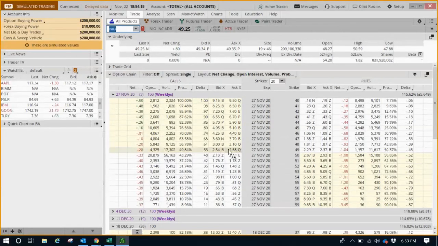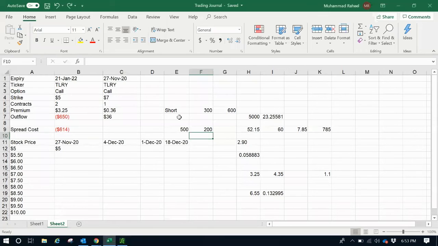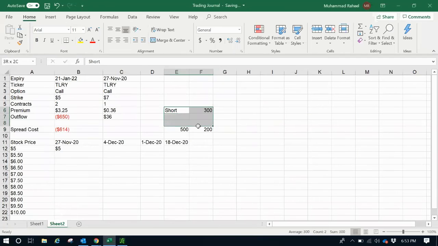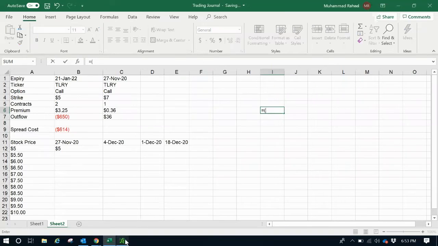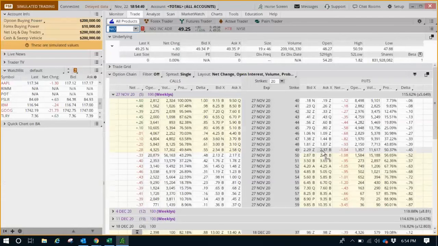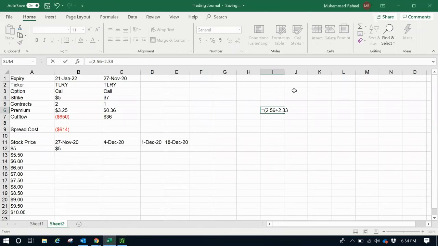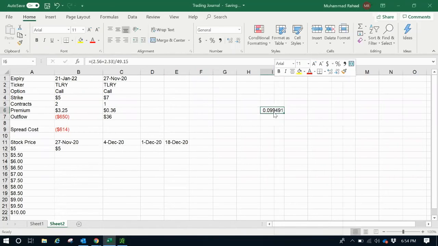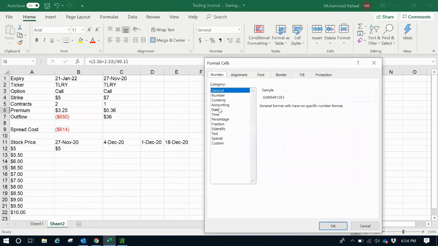49 strike call is 2.56 and the put is 2.33. So let me add those. What the market thinks it's gonna move as a straddle is 49 at 2.56, plus you add the same strike put, probably 2.33. You add 2.33, take that number and divide by the stock price. That's what the market is thinking it's gonna move. The market is thinking it's gonna move 10% in this week.